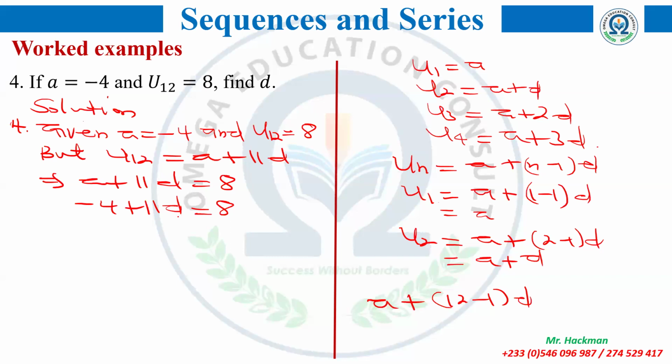So I will make D the subject. I will get 11D will be equal to 8, then plus what? Plus 4. So that will give us what? 12. All correct.